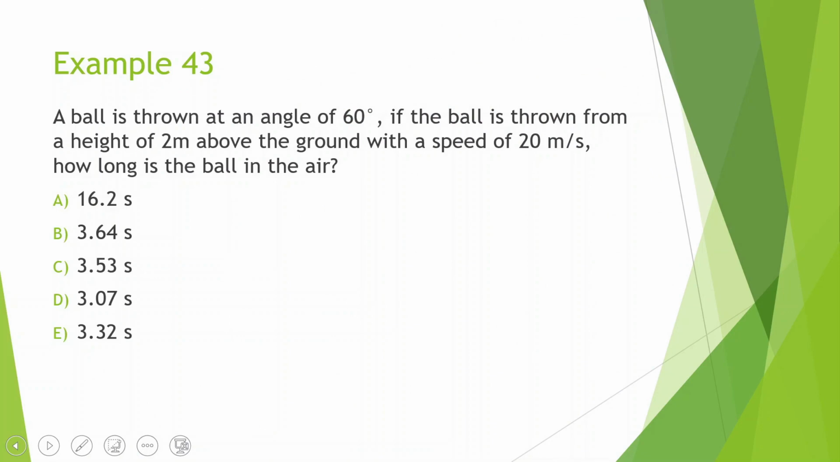2b. All right, so now let's look at this next problem, number 43. A ball is thrown at an angle of 60 degrees. If the ball is thrown from a height of 2 meters above the ground with a speed of 20 meters per second, how long is the ball in the air? Okay, so let's draw this out. So we see this ball 2 meters above the ground. The ball is thrown at an angle of 60 degrees with 20 meters per second. And we want to find out how long it is in the air.